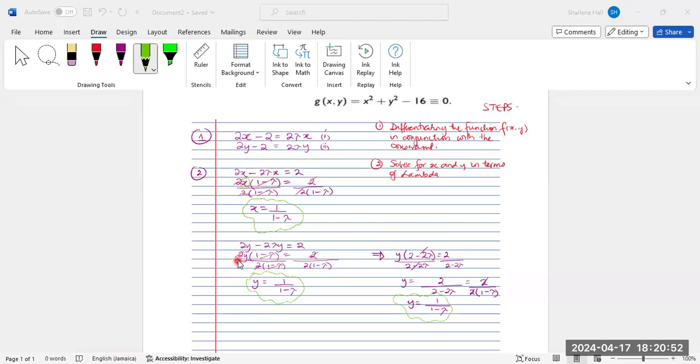And then I'm going to divide both sides by 2 times 1 minus lambda. All right? And then I'm going to have y left on this side, and these 2's will cancel out. So that's going to give 1 over 1 minus lambda. So what I want to do is to find x and y in terms of lambda. So the question says solve for x and y in terms of lambda. Good so far? Yes, sir.